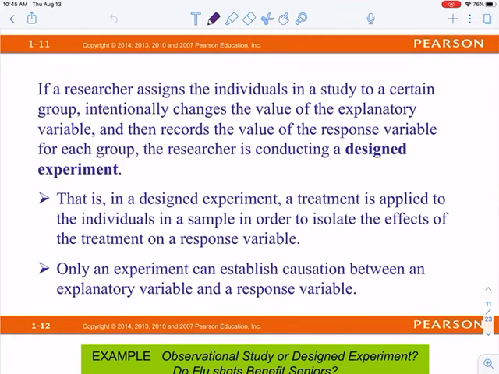If a researcher assigns the individuals in a study to a certain group, intentionally changes the value of the explanatory variable, and then records the value of the response variable for each group, the researcher is conducting a designed experiment. That is, in a designed experiment, a treatment is applied to the individuals in a sample in order to isolate the effects of the treatment on the response variable. Only an experiment can establish causation between the explanatory variable and the response variable.